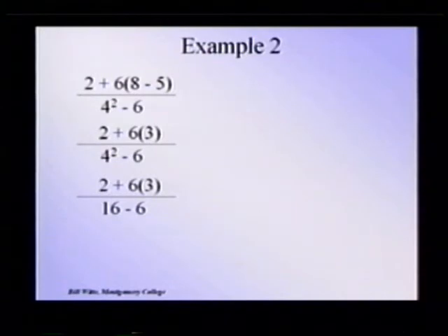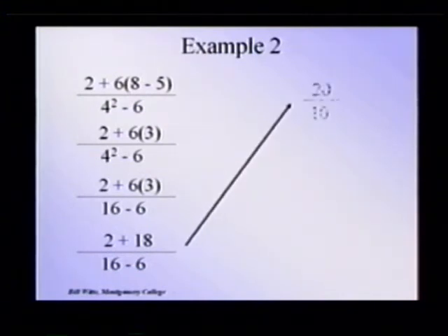Okay, parentheses, exponents. What's next? Multiplication. 6 times 3, 18. You have to do that next. Okay? I've done my parentheses, my exponents, my multiplication and divisions. Now the additions and subtractions. 2 plus 18 is 20, and 16 minus 6 is 10. Okay, I'm almost home. Now I'll simplify the fraction. 20 divided by 10 is 2. Dad, I'm such a genius.